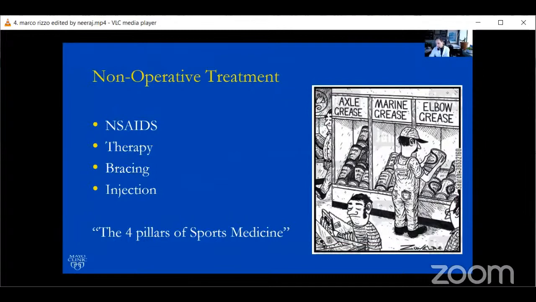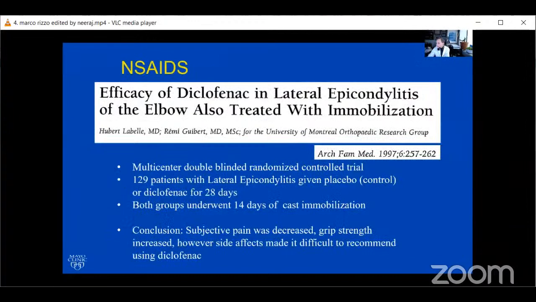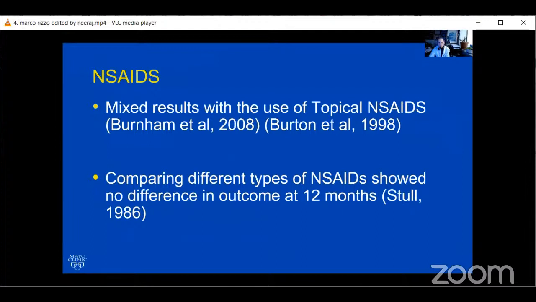upon. The use of diclofenac was studied prospectively in a double-blinded study versus placebo, and did have better pain relief and grip strength. But unfortunately, the side effects associated with it made it difficult for the authors to recommend it. Topical NSAIDs are more hit or miss, and there's really no particular oral NSAID that's been shown to be better than one or the other.